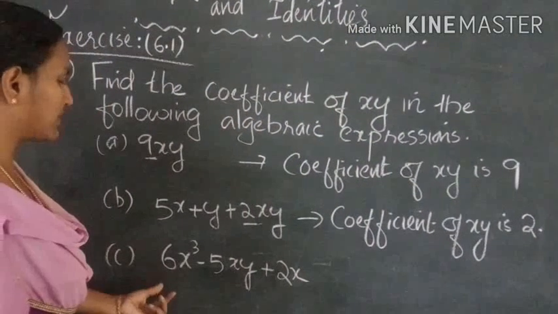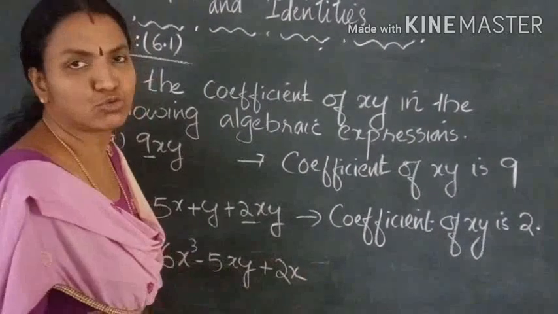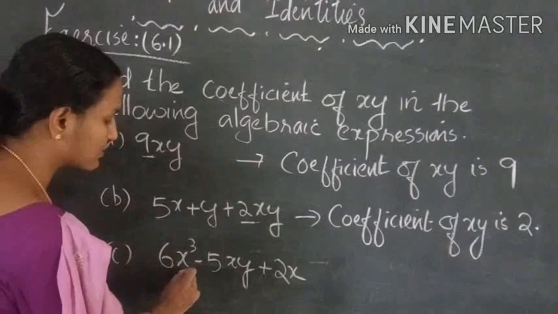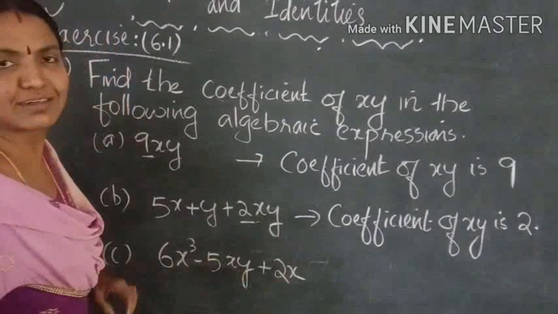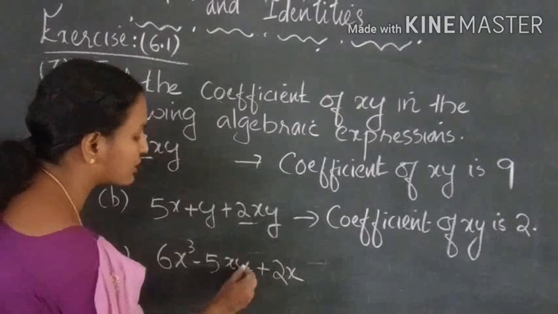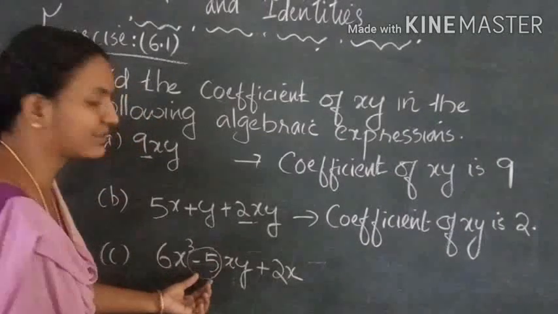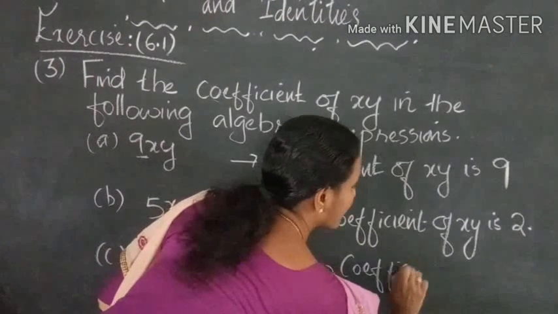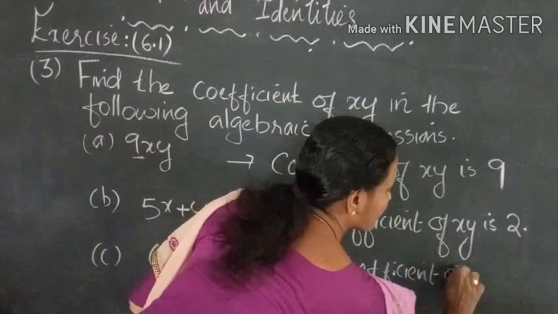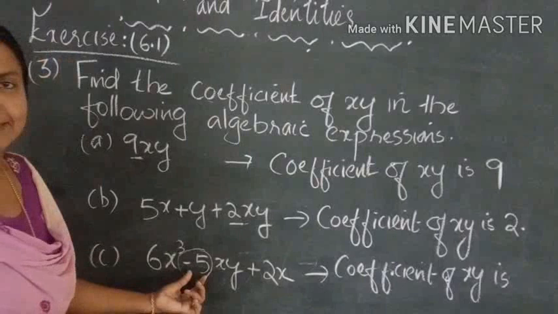Then the third option, 6x cube minus 5xy plus 2x. 6x cube is the first term, minus 5xy the second term, and 2x is the third term. How to find out the coefficient of xy? Coefficient of xy means minus 5, including the sign. So the coefficient of xy is minus 5.